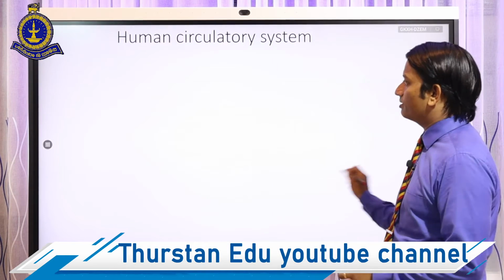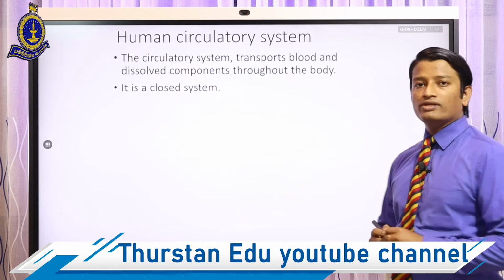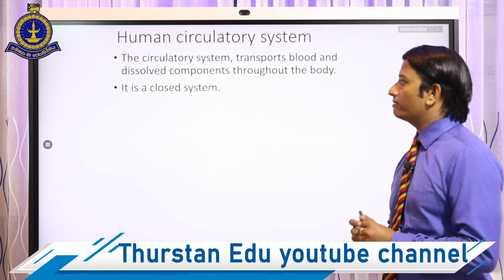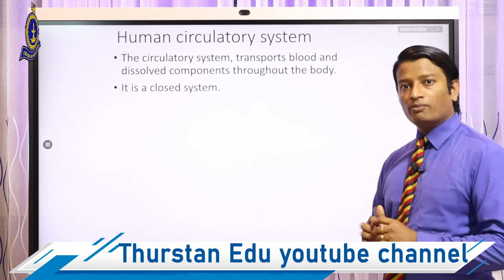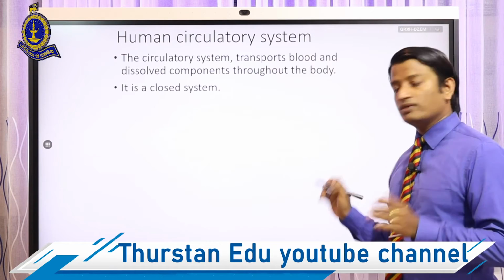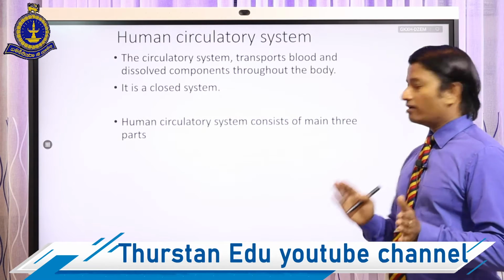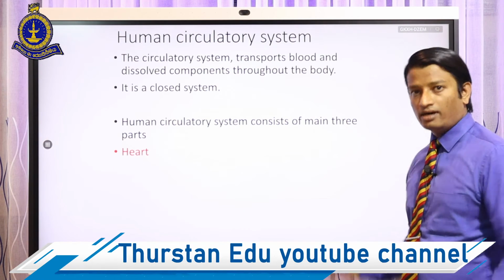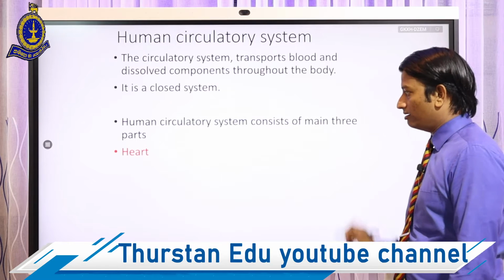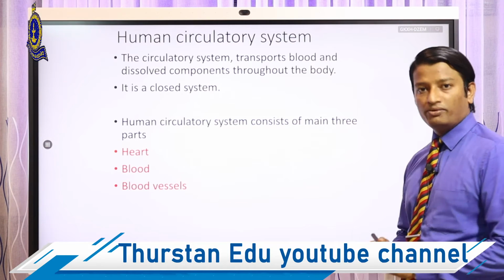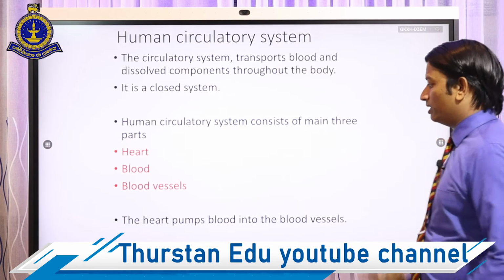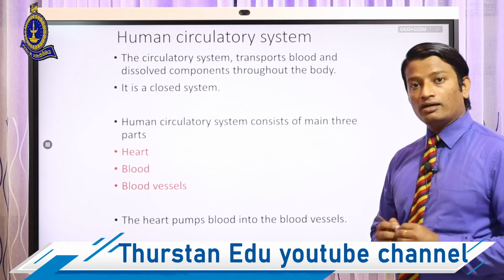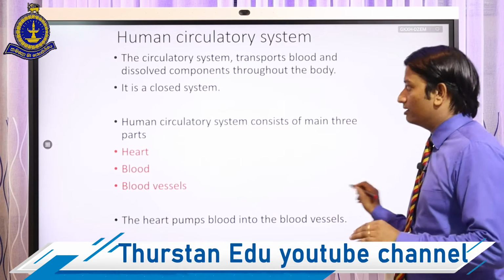Human circulatory system. The human circulatory system is the main system responsible for transporting different substances in our human body, and it is a closed system. It consists of three main parts: the heart, blood, and blood vessels. Let's move to the first part, the heart. Mainly, the heart pumps blood to the blood vessels.